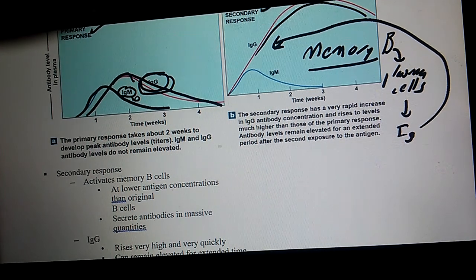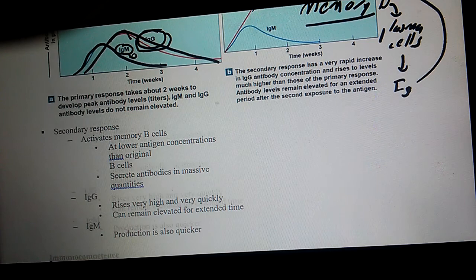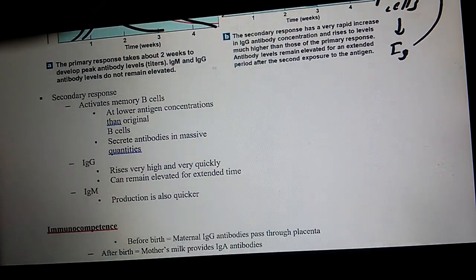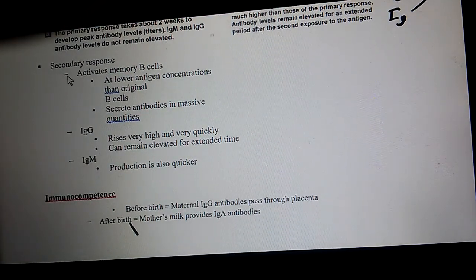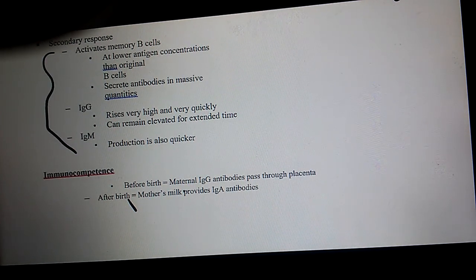And the reason it's memory B and not T is because we're talking about antibodies. Remember, T cells do not produce antibodies, guys. Do T cells produce antibodies? No. Now, this is all important. I'm not going to say that all this is not important. It is. But I'm just giving you a review.